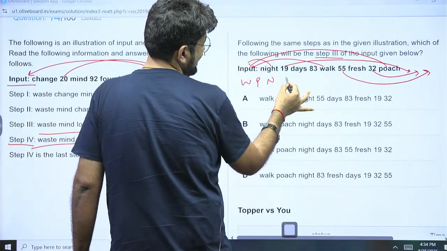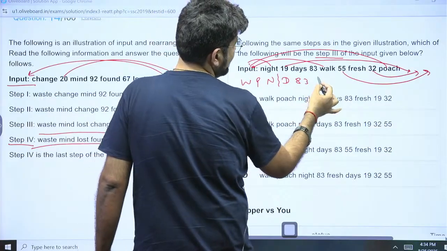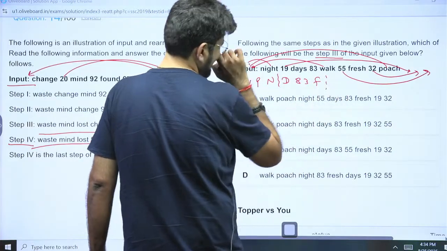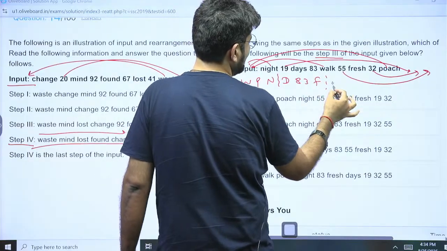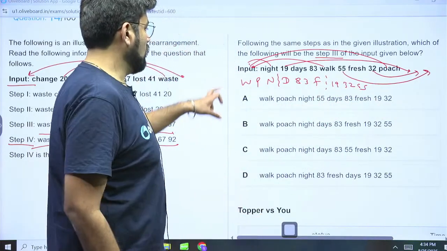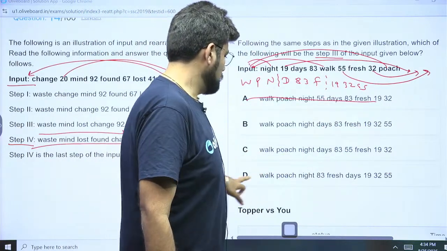Then we have days here. Days, 83, fresh, and after this we have the numbers 19, 32, 55. This is the third step. Walk, poach, night. Then we have days. So this is gone. Walk, poach, night, days.